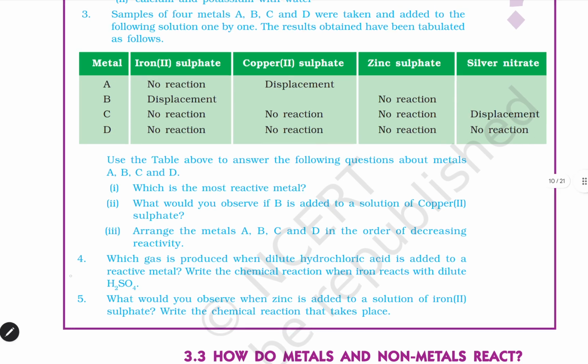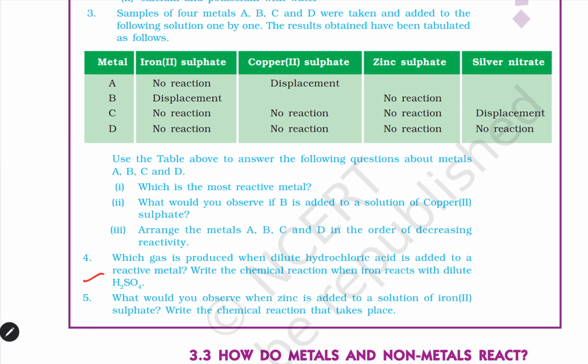Coming to the fourth question, which gas is produced when dilute hydrochloric acid is added to a reactive metal? Write the chemical reaction when iron reacts with dilute H2SO4. So which gas is produced when dilute hydrochloric acid is added to a reactive metal? So you have to identify that hydrogen gas will be released or produced here. So here they are asking us to write the chemical reaction. So iron is reacting with H2SO4 to generate FeSO4 plus hydrogen. This is the chemical reaction that happens.